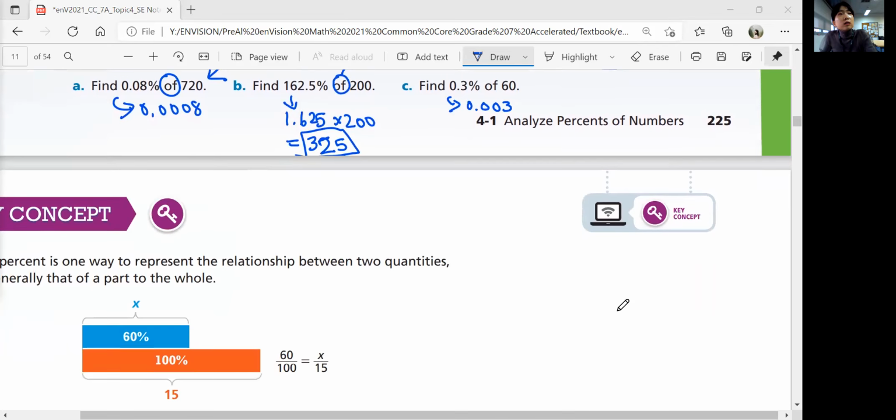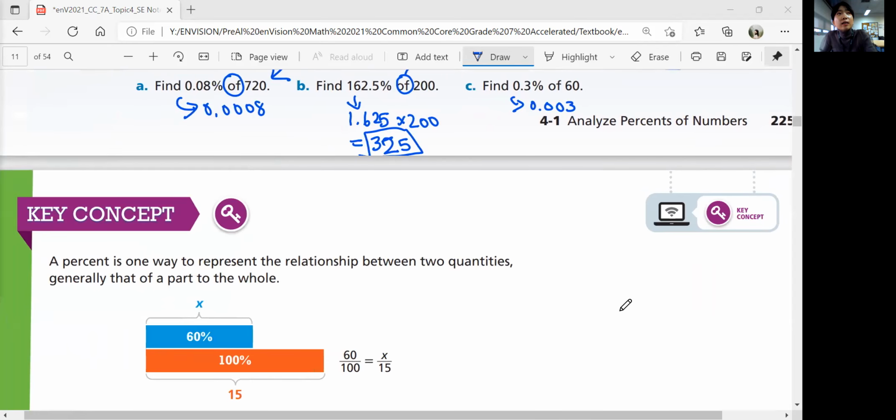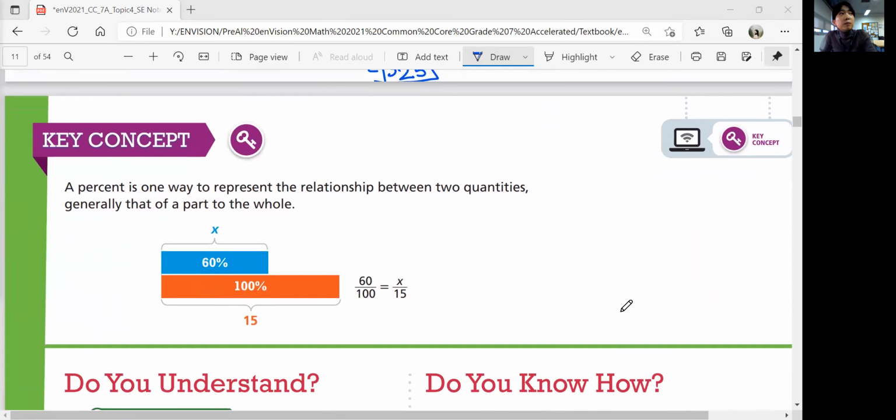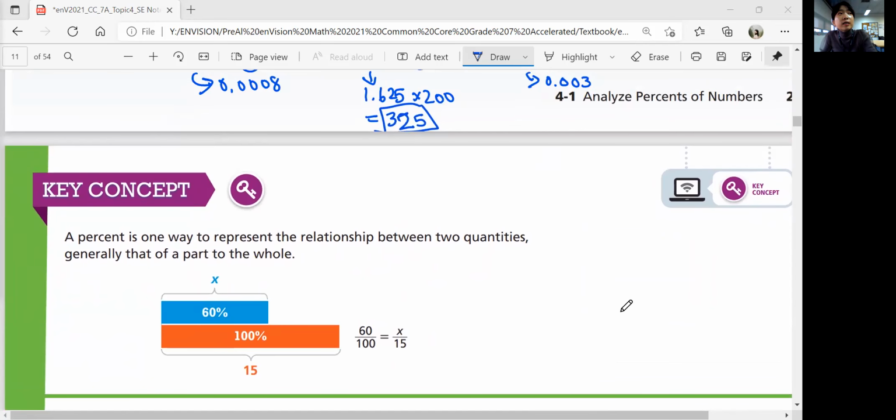All right. So in this lesson, we learned how to analyze percents of numbers. A percent is one way to represent the relationship between two quantities, generally that of a part to the whole, but it could be greater than the whole. All right, that was lesson 1.